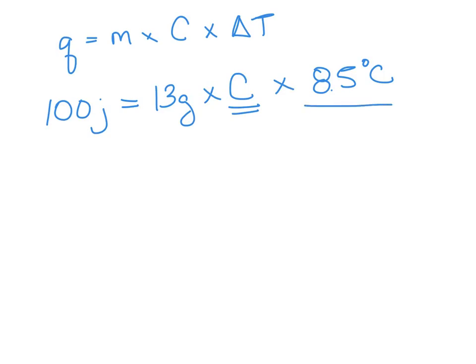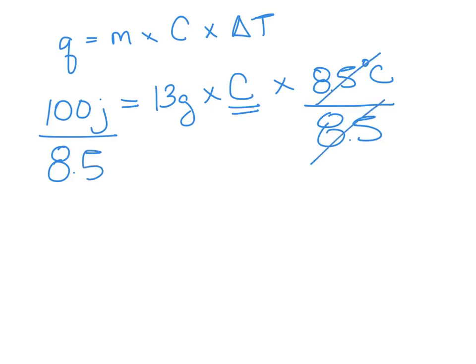So I'm going to divide by 8.5 degrees, and whatever I do on one side, I also have to do on the other as per algebra rules. That cancels out the 8.5 on my right side, and then on my left side I have 100 joules divided by 8.5, and this gives me 11.8, which is now equal to 13 grams times my heat capacity.